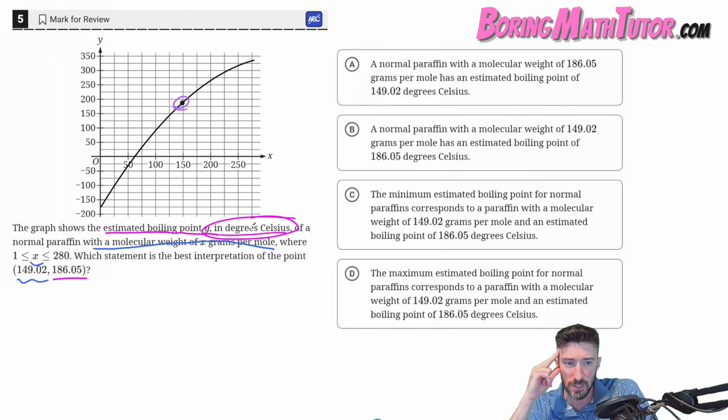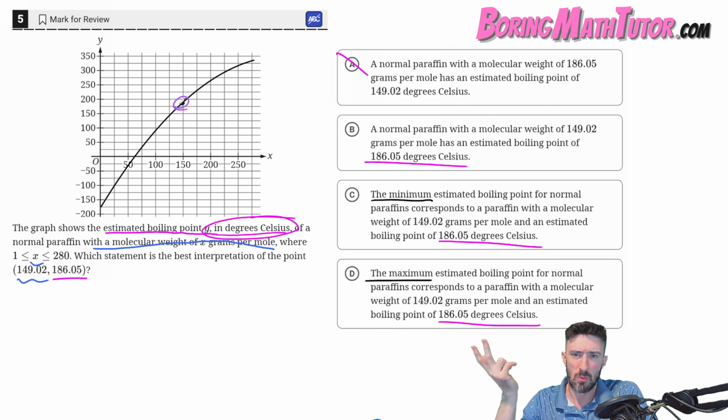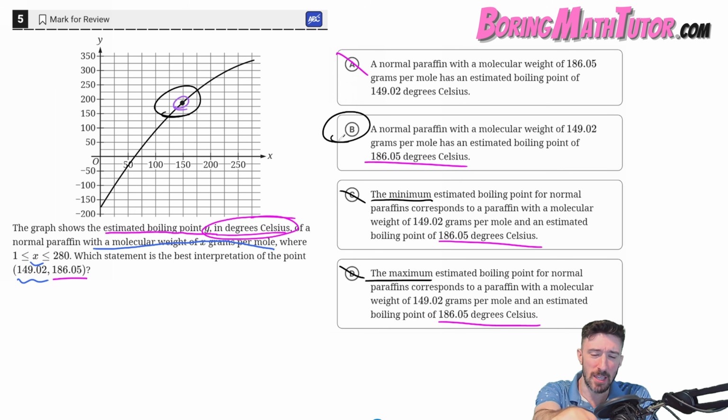186 degrees Celsius. So I definitely want a problem that's talking about 186 degrees Celsius, and I can see that already eliminates A. But one of the other things I'm noticing is that this one's talking about the minimum and the maximum. Why? This doesn't look like it's the maximum or the minimum. So those ones are also gone, and that means the answer must be B.